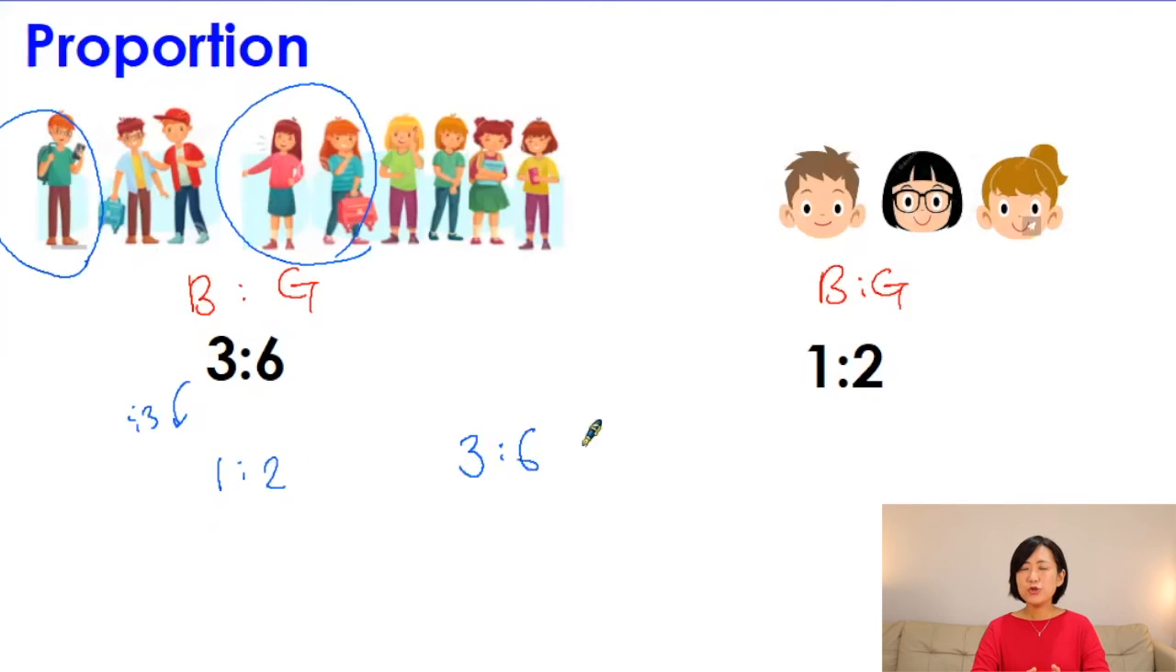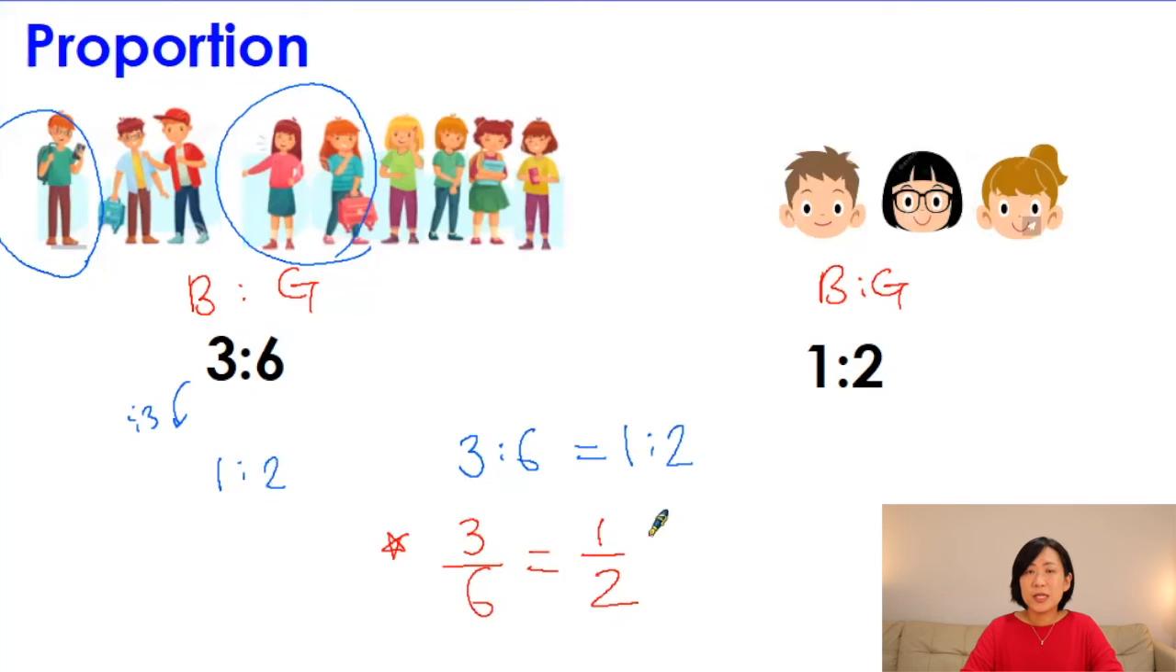So we usually write proportion as a fraction. So 3 to 6 is 3 out of 6, and 1 to 2 is 1 out of 2. So this is a proportion because in most cases there are half as many boys as girls. So the proportion is 1/2.